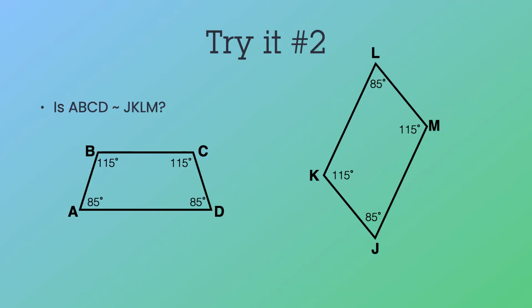Now here's another one to try. This one, we already have a similarity statement for the two quadrilaterals, but we need to see if it's true. The first thing we do to see if this similarity statement is true is check the angles. So angle A is 85, that should correspond with angle J, 85. Angle B is 115, should correspond with angle K, also 115. Angle C is 115, which should correspond with angle L, but angle L is 85. They don't match. The corresponding letters in the names are not congruent angles, so no, these are not similar polygons.